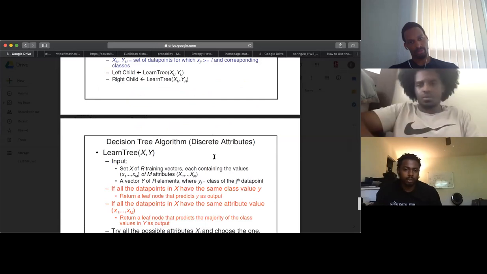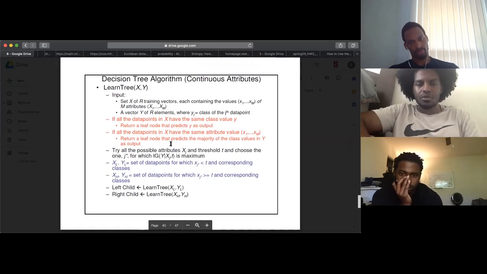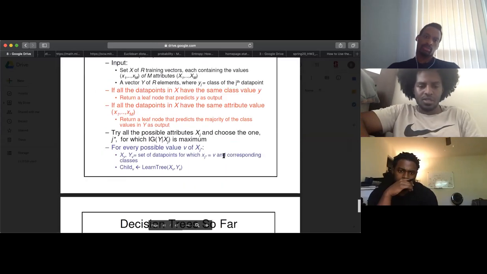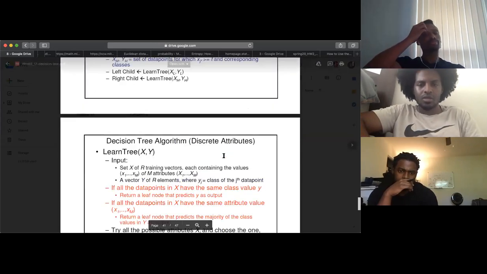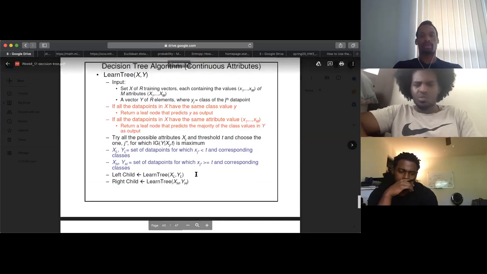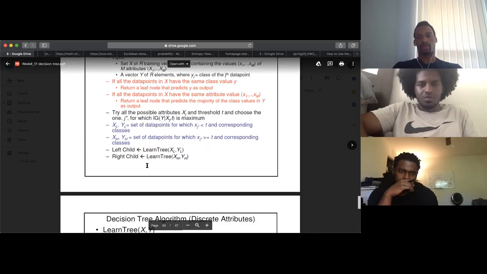Oh, that was for continuous. Can you go back up again? I'm sorry. Yeah, this is for continuous. Oh, that's why we have the threshold t. Yeah, so the threshold is a hyperparameter that you'll have to determine. And actually, I think they do write down how you select that threshold t. So there's like a rule of thumb or something for it. So yeah, this is the continuous stuff.